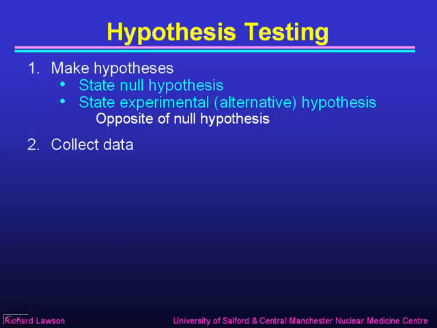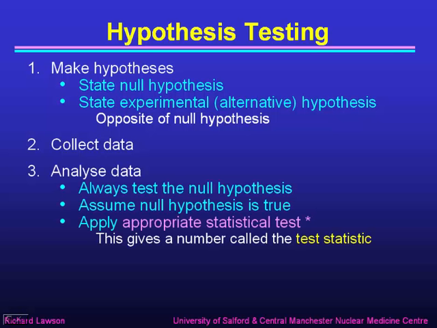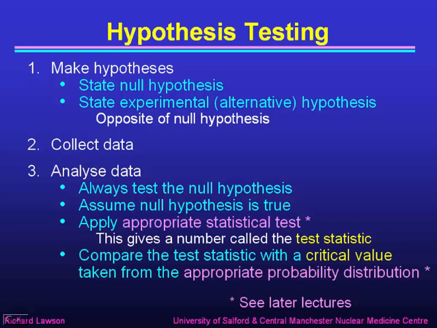Then we collect our data and then we analyze it. The way we analyze it is always to test the null hypothesis. We start by assuming that the null hypothesis is true, and we apply an appropriate statistical test which results in a number that's called the test statistic. Then we compare this test statistic with a critical value taken from the appropriate probability distribution. The appropriate statistical test and the appropriate probability distribution will depend exactly on what our test is for, and we'll see several examples of these in later lectures.